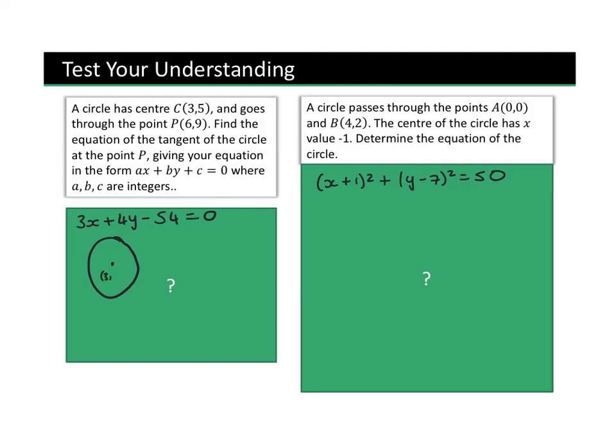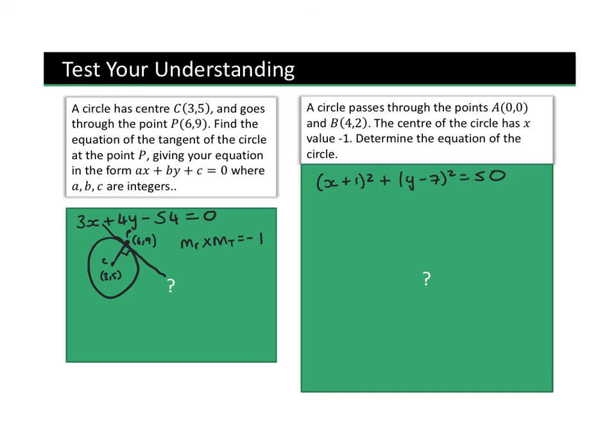So we know the centre's 3, 5. And we know there's a point P, okay? It says find the equation of the tangent. So it wants this equation here, okay? So I know I've got 2 points and I can find the gradient of the radius. The gradient of the radius multiplied by the gradient of the tangent equals minus 1 because we know a radius meets a tangent at 90 degrees, okay?